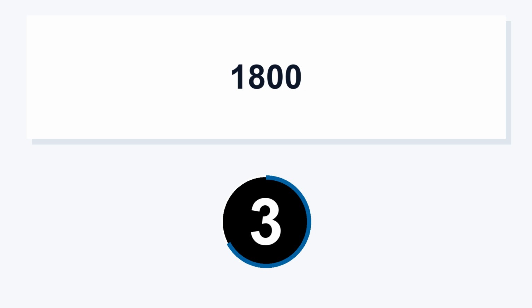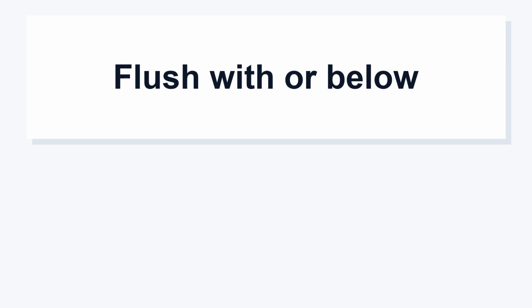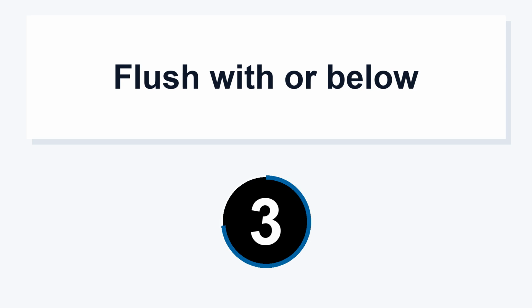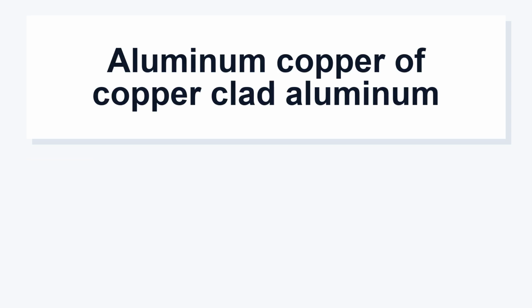1800. The synchronous speed at which a 4-pole, 60 Hz induction motor operates is blank RPM. Flush with or below grade. When a ground rod is installed, the top of the rod must be positioned?